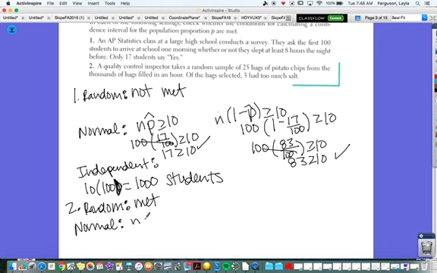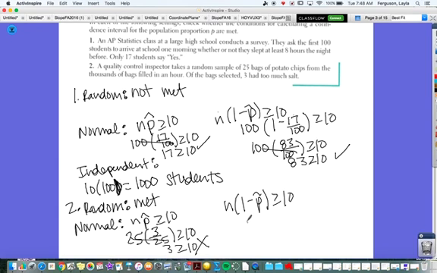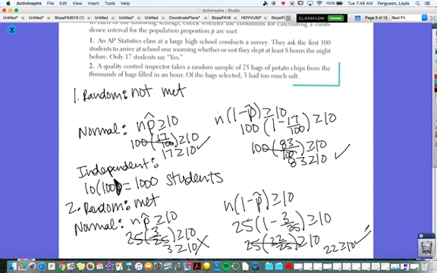The second is it normal? So does n times p hat, is that greater than or equal to 10? N times 1 minus p hat, is that greater than or equal to 10? All right, so we have 25 bags. We're looking at 3 out of 25. 3 is not greater than or equal to 10, so that is not met. 25 times 1 minus 3 over 25 would be 25 times 22 over 25. Those would cancel. 22 is greater than or equal to 10, so that works.